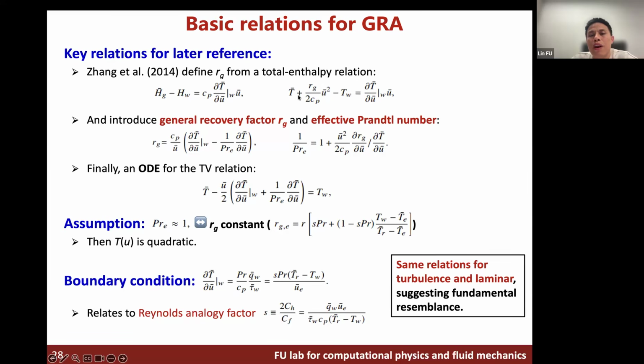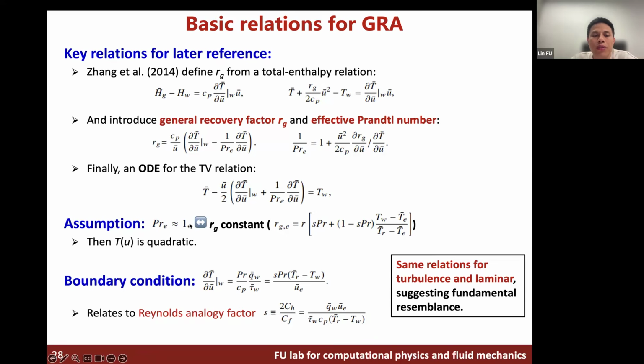enthalpy in terms of temperature, you get this second relationship. Later on, they do further derivation. They define this general recovery factor Rg and also an effective Prandtl number in this formula. Then, combining with the original relationship, they form an ODE. They call it the TV relationship ODE. So this ODE is very interesting.